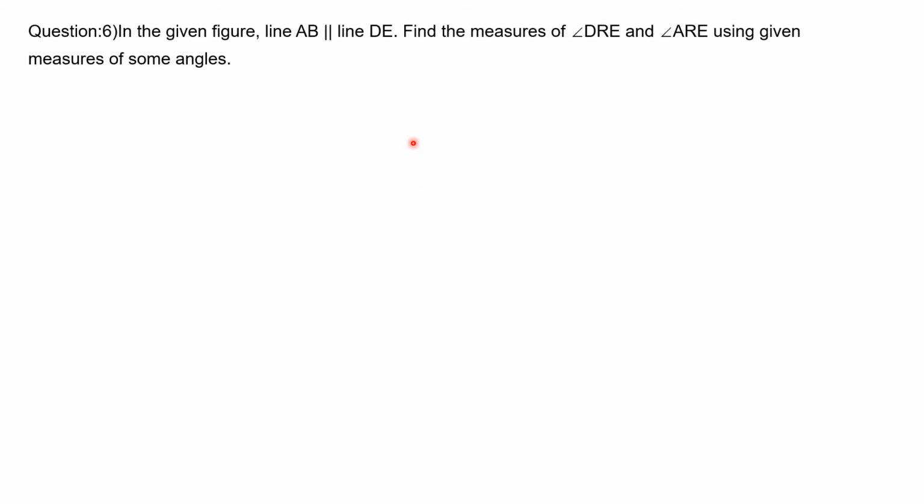Next example is number 6. In the given figure, line AB is parallel to line DE. Then find the measures of angle DRE and angle ARE using measures of some angles. Here, what is given? Line AB parallel to line DE. So, angle BAD and angle ADE, which type of angles are they? They are alternate angles. So, measure of angle D is 70 degrees.